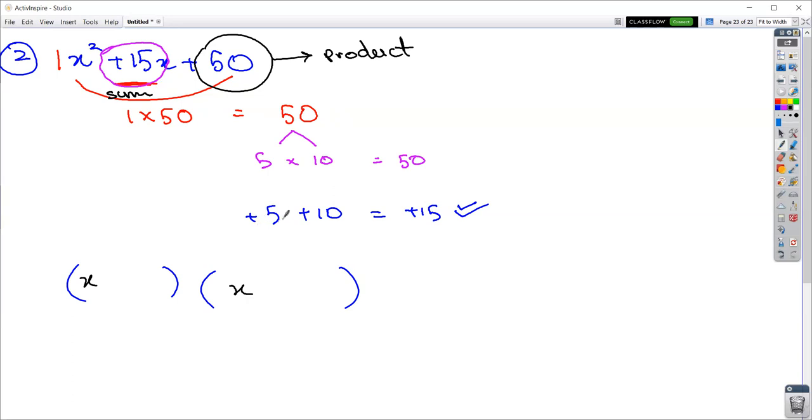So if I've taken plus 5 and plus 10, that gives me a sum of 15, which we are looking for. So it's fine. When I multiply plus 5 times plus 10, it would give me plus 50, which is the last term. We're going to write down the other two numbers inside the bracket, which is plus 5 and plus 10.